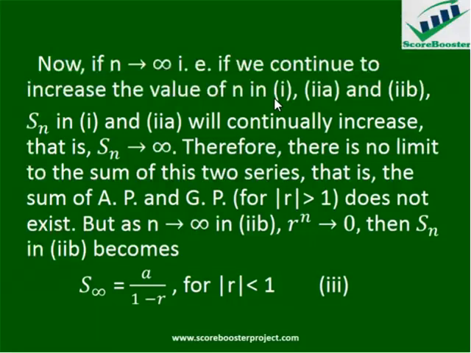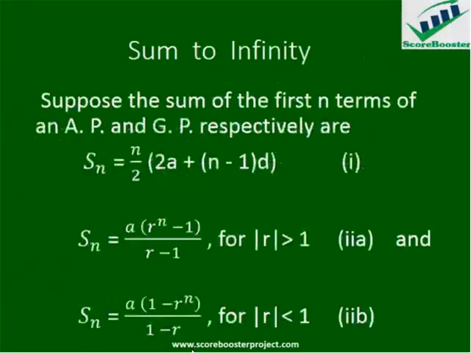So we want to check what will happen to equation 1, which is the sum of the first n terms of an AP, and equations 2a and 2b, which are the sum of the first n terms of a GP, this one for absolute value of r greater than 1, and this for absolute value of r less than 1. So let's go and test with some values, with varying values of n.